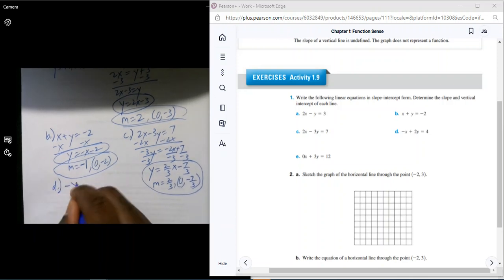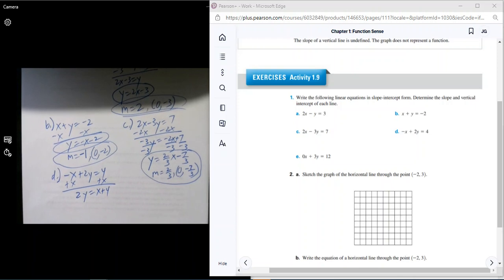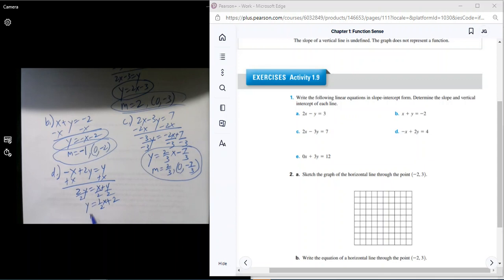Now D, we have negative x plus 2y is equal to 4. So we can add x on both sides. And we have 2y is equal to x plus 4. We divide each individual term by 2. So we have y is equal to x over 2, which is the same thing as 1/2 x, plus 4 divided by 2 is 2. So now our slope is 1/2. And our y-intercept is 0, 2. Okay. Now we come here to E.